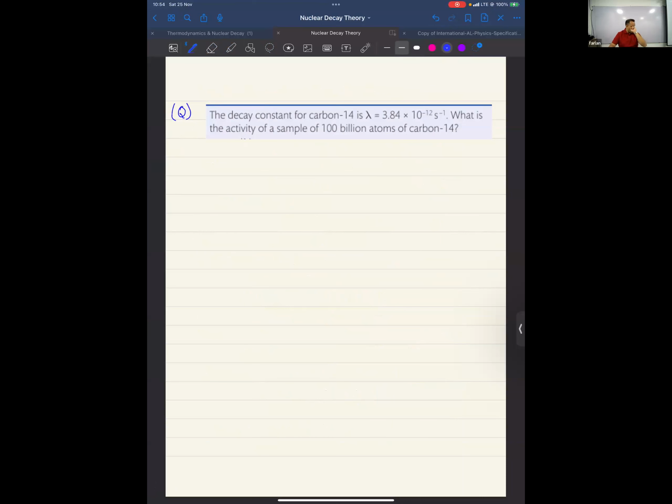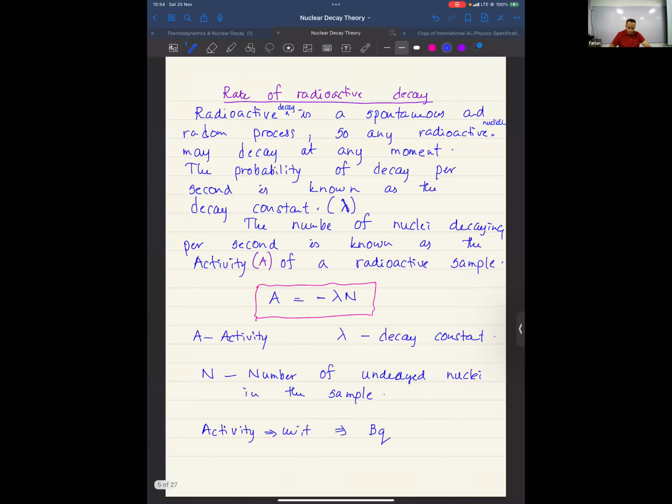Okay. Right. Sir, what's the SI unit? It's not an SI unit. Becquerel, Bq. If you want, we can derive an SI unit. The unit of activity is becquerel, Bq.